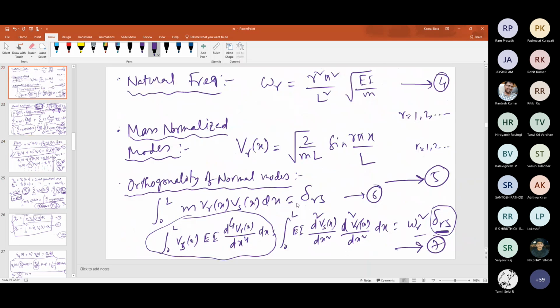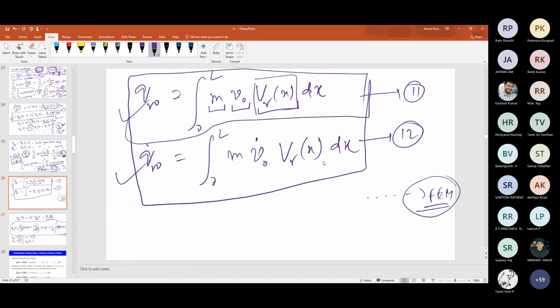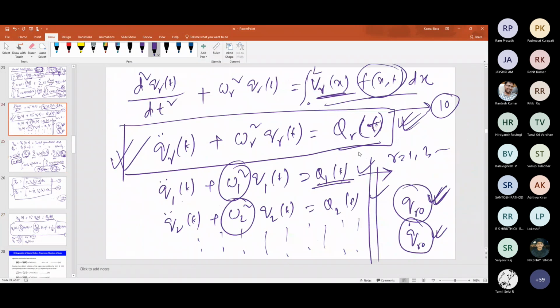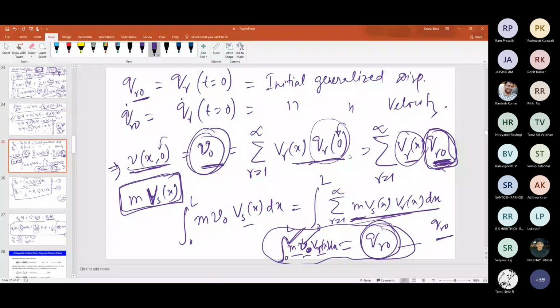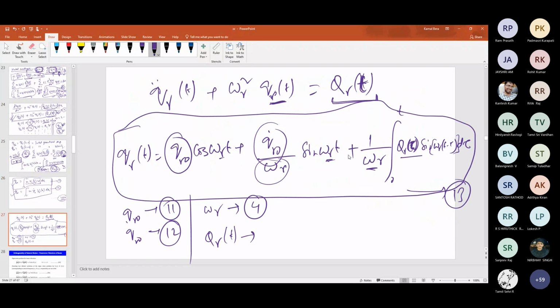So I have summarized everything. Then Q_r(tau) is required, Q_r at any time t. Where is Q_r(t)? That I have not written as an equation, very bad. So Q_r(t) is nothing but integral from 0 to L of V_r(x) f(x,t) dx. That I am writing here. This is known to you. Anything else required?